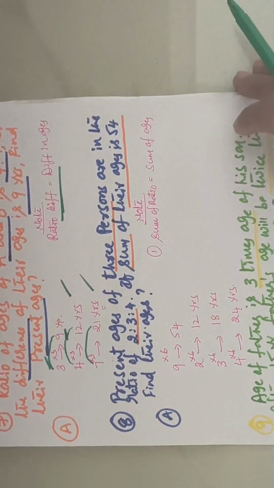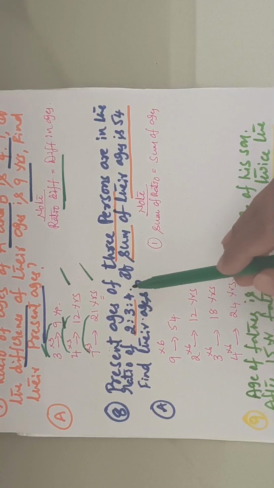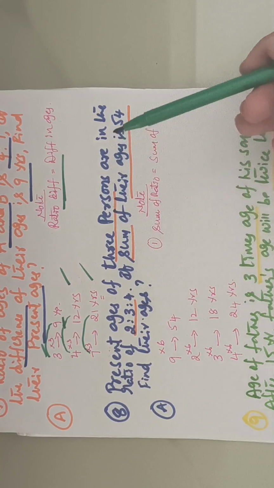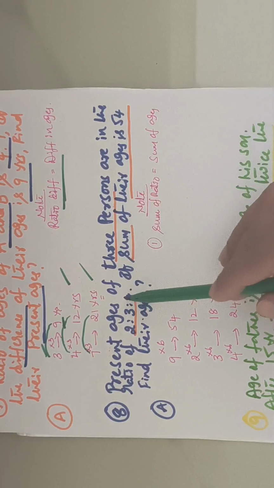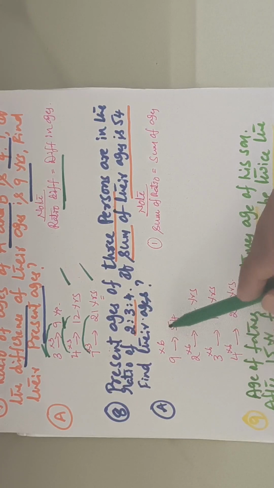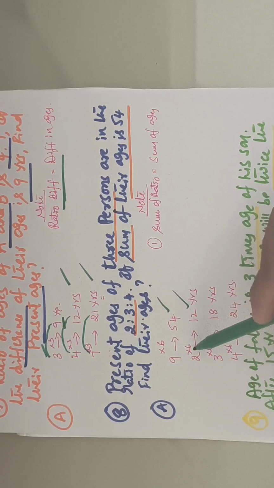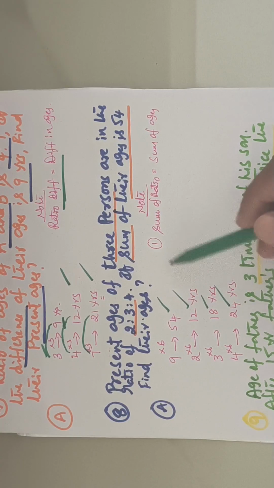Okay. Next. Present ages of 3 persons are in the ratio of 2 is to 3 is to 4. If the sum of their ages is 54, find their ages. Same method. The sum of the ratios is equal to the sum of their ages. So the ratio sum is 9 parts, 4 plus 3 plus 2, 9 parts. 9 parts is 54, so 1 part is 6. So 2 into 6, 12 years. 3 into 6, 18 years. 4 into 6, 24 years. A is 12, B is 18, C is 24 years.